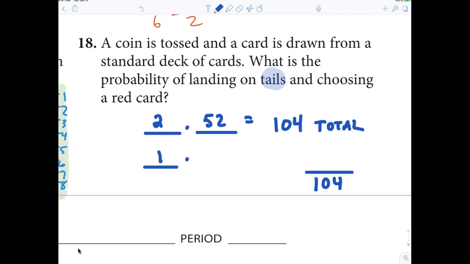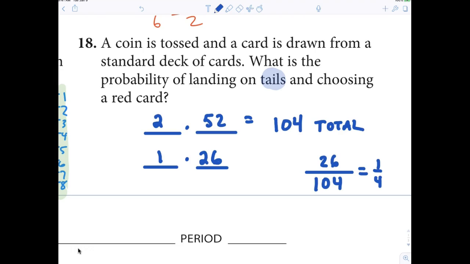Then it says you want a red card. How many red cards are there? 26. So you have how many different combinations for it to be a tail and a red card? There's 26. And that's the numerator. 26 out of 104 is what? 1/4. You are correct. That was very, very good.